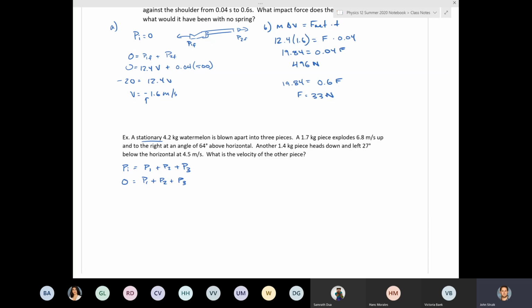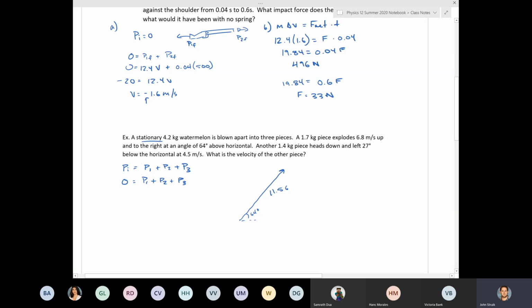The first piece is going up and to the right at an angle of 64 degrees above the horizontal. Where's the other piece going? Down and left. It's going something like that, and that's going to be 1.7 times 6.8, so that's 11.56. This angle right here is 64 degrees above the horizontal. The next piece is 1.4 kilograms and heads down and left. Oh, that sucks. I'm going to put this on this side.